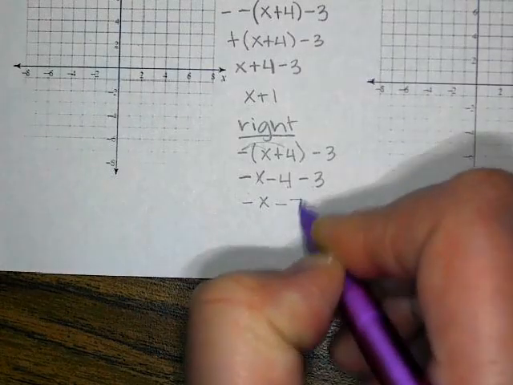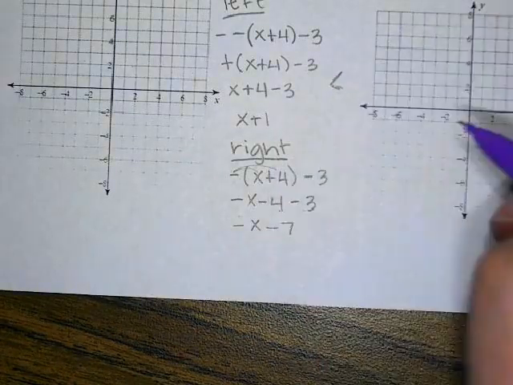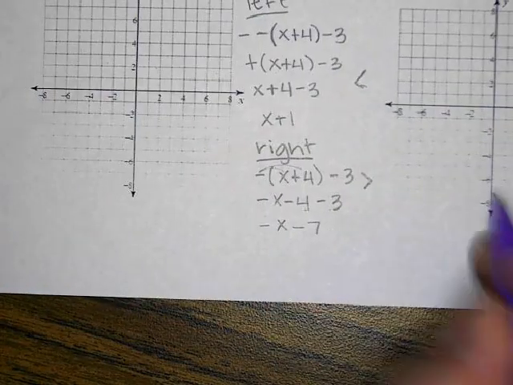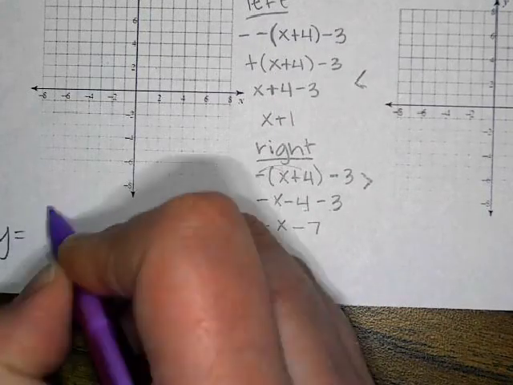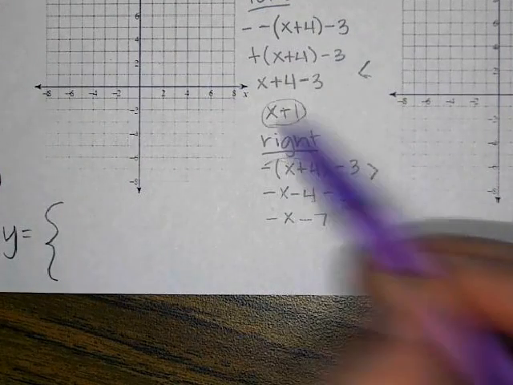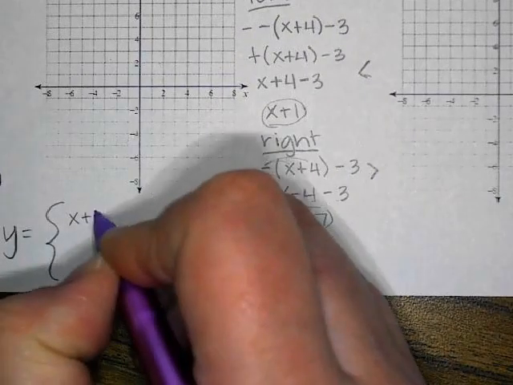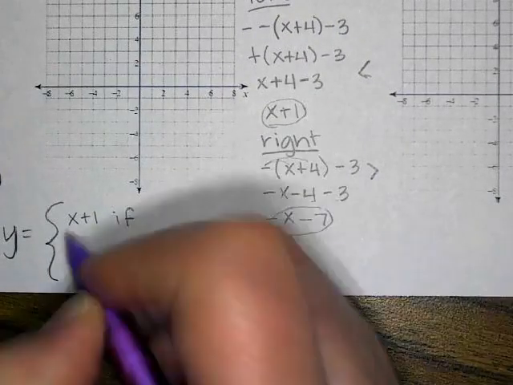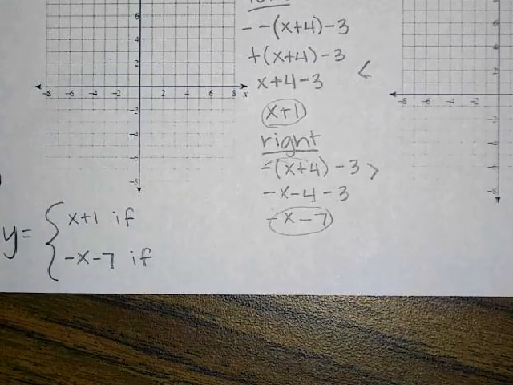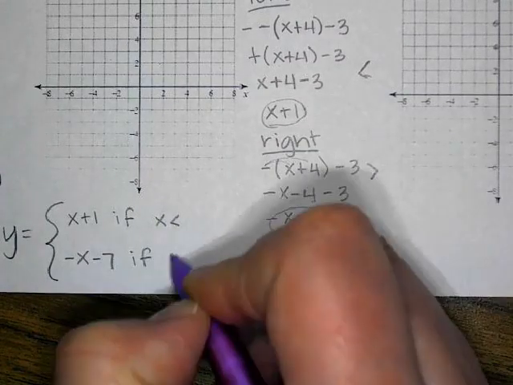Okay, so the left side has an arrow that points left. The right side is going to have an arrow that points right. So when I write my piecewise function, I'm going to do this on the left side, and this on the right side. So I'm going to say x plus 1 if, and negative x minus 7 if. And then this is where I do left side, right side. I say if x is left of, if x is right of.